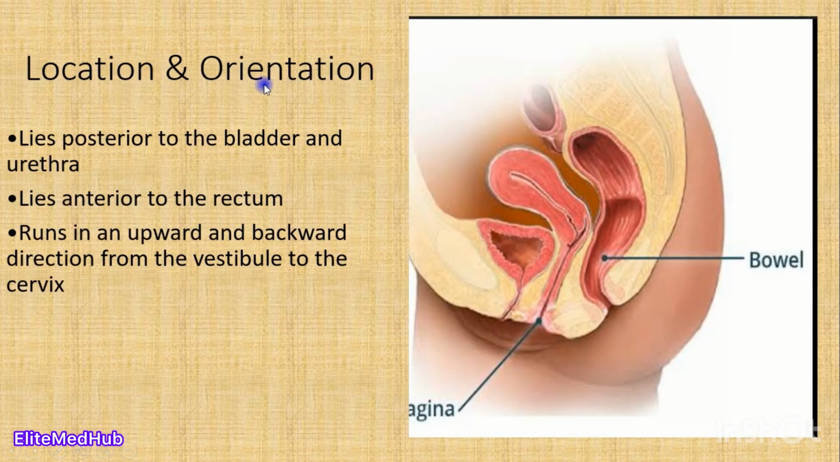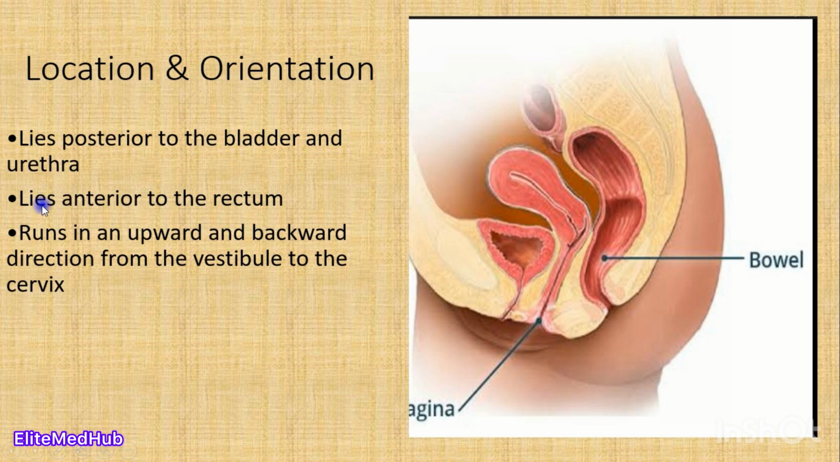What's the location and orientation of the vagina? The vagina lies posterior to the bladder and urethra. This is the bladder here, and here is the urethra. You expect to see the vagina just posterior to the bladder and urethra. In other words, you can see the bladder and urethra are anterior to the vagina.